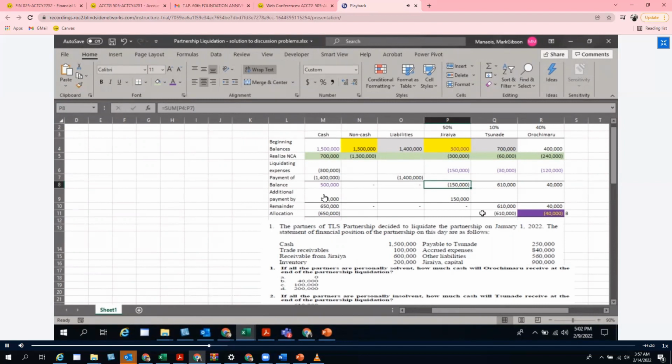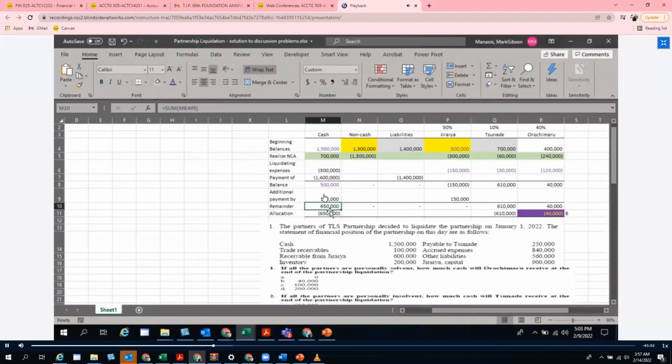So of course, no, Jiraiya will pay the partnership 150,000 pesos. So debit cash, no? And also credit to his capital account, no? So after that, pansin mo, zero na yung kay Jiraiya. Meaning, he was able to fully satisfy, no, kung ano man yung utang niya sa partnership, no? Also, total cash would be 650,000.